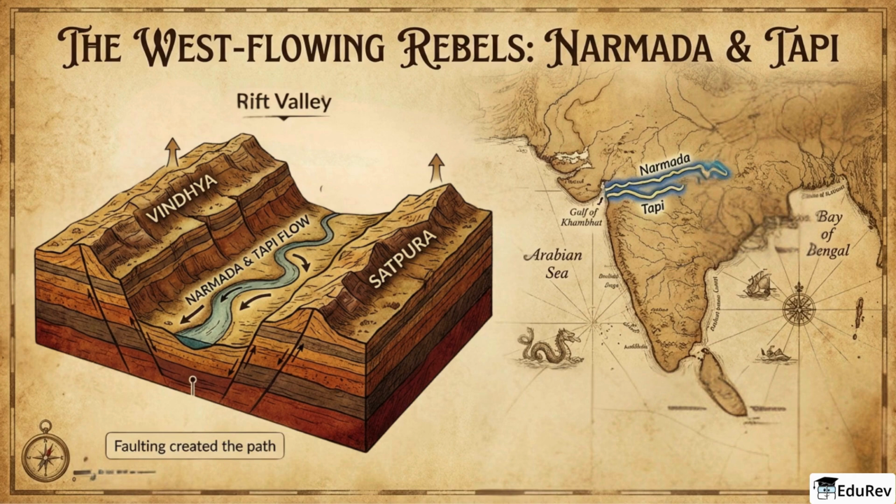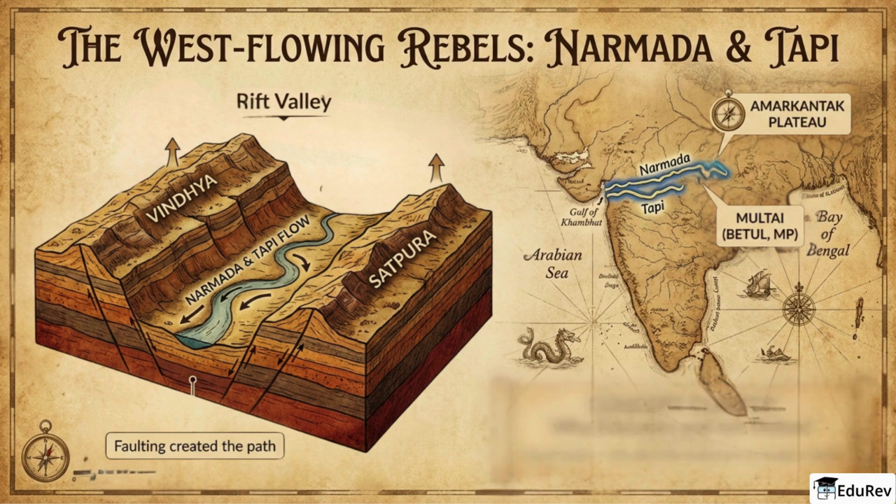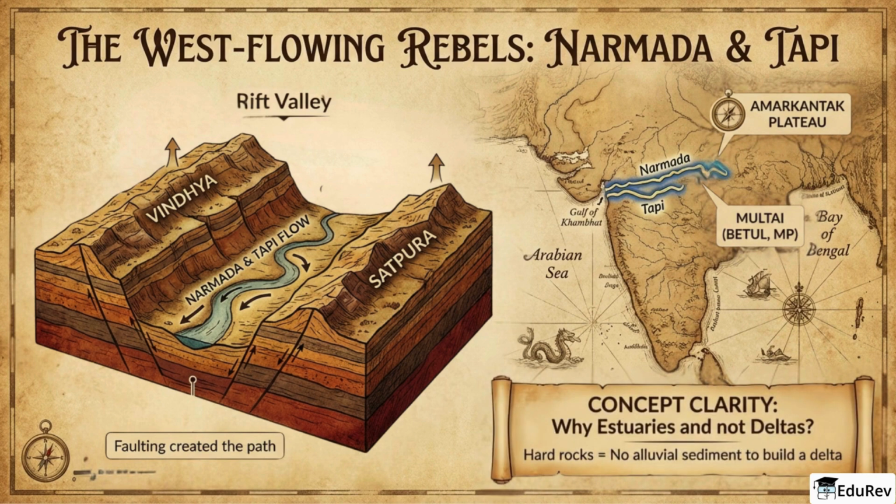The Narmada rises near the Amarkantak plateau. The Tapi rises at Multai in Betul district, Madhya Pradesh. Both move westward and ultimately enter the Arabian Sea through the Gulf of Khambat. And this concept must be locked properly. Why do they form estuaries and not deltas? Because they flow over hard rocks, so there is not enough alluvial sediment to build a delta.